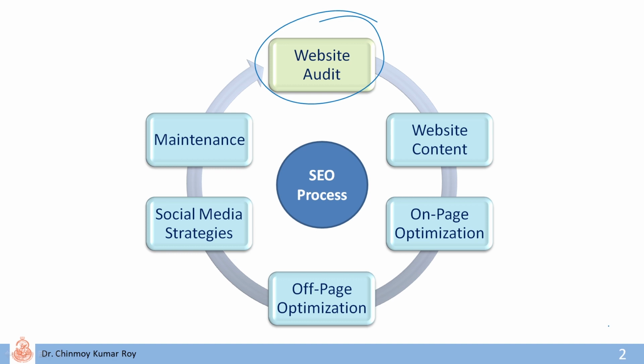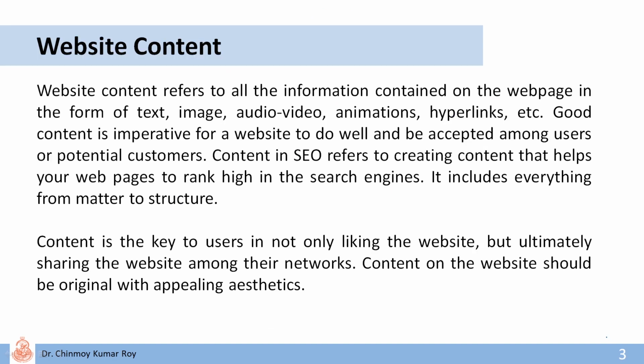In order to optimize, website content is again a very important aspect of improving the visibility of your website. Website content refers to all the information contained on the web page in the form of text, images, audio, video, animations, hyperlinks, etc. Whatever information is available on your website is a combination of text, images, audio, videos, animation, hyperlinks and so on.